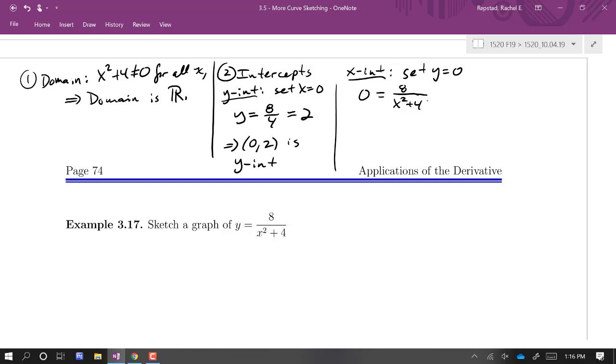Because 0 doesn't equal 8, right? A fraction is 0 precisely when the numerator is 0. 8 is not equal to 0, so this never happens. That means that there are no x-intercepts. So far, what we know about this function is that it goes through the point (0, 2), and that's it. So let's try to get some more information.